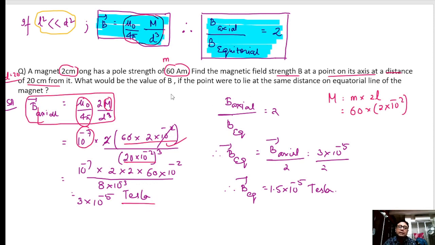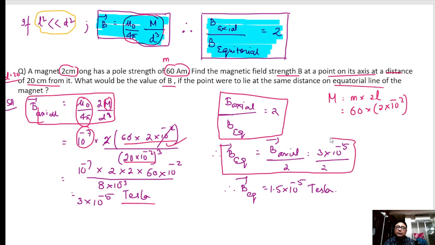Similarly, now they are asking what is the magnetic field if I take it at the same distance on the equatorial line. So we know that B axial by B equatorial is twice. So B equatorial will be B axial by 2. If I do this, I am getting the magnetic field at the equatorial line. Clear?